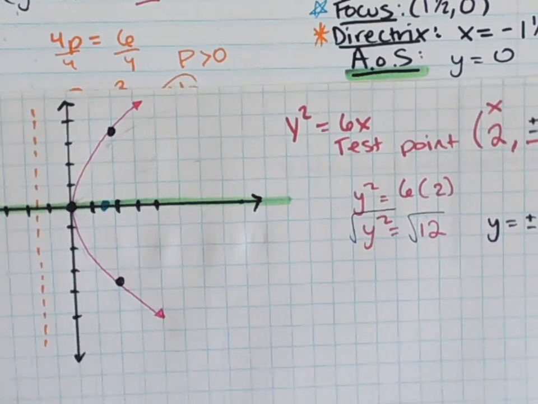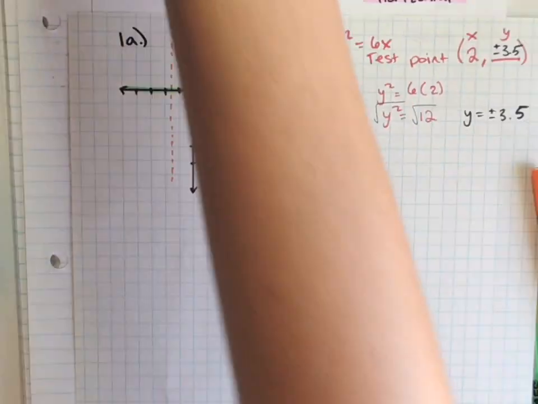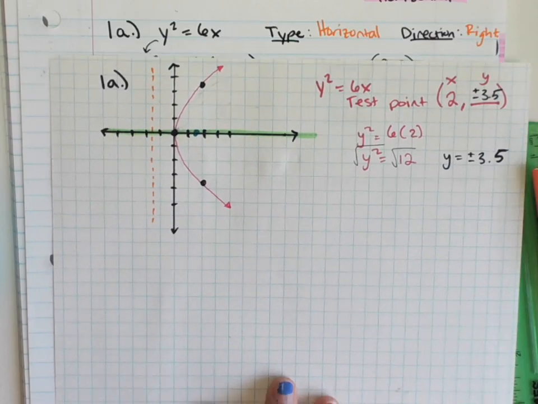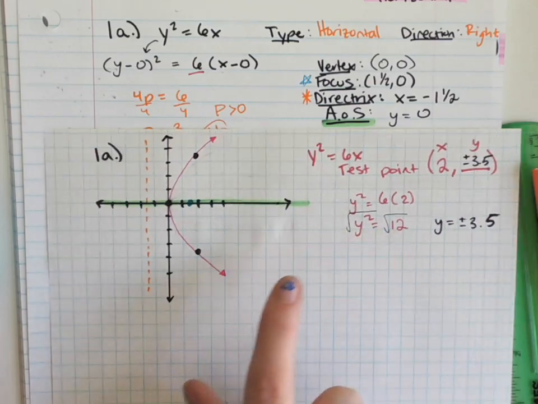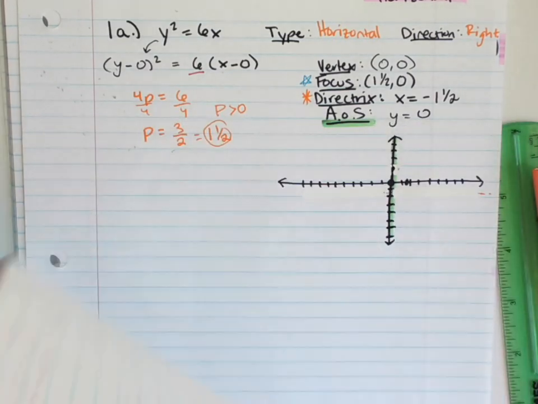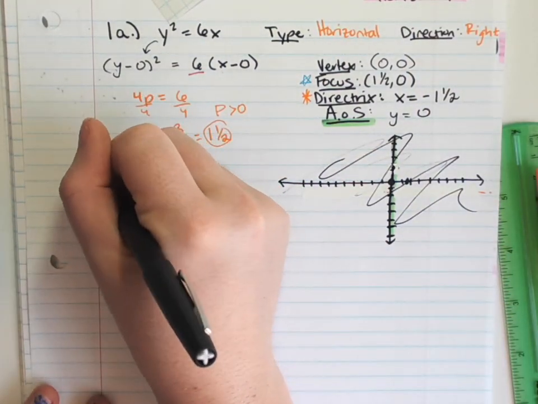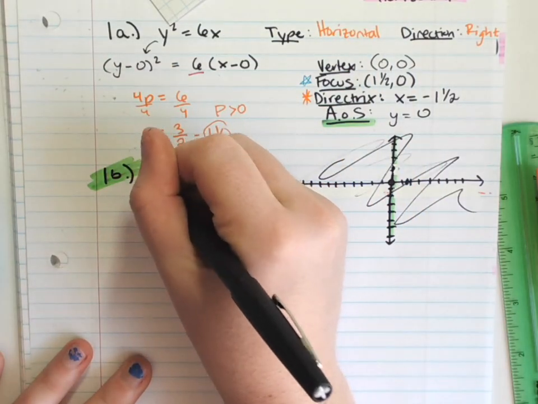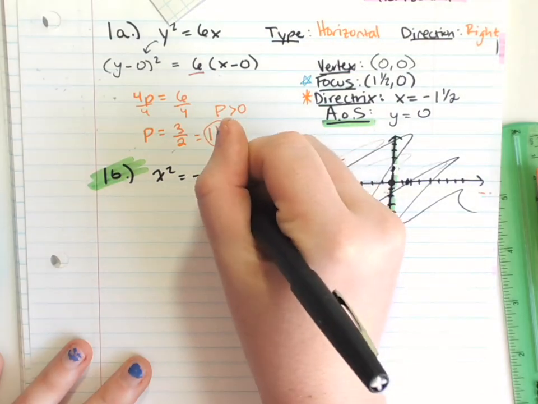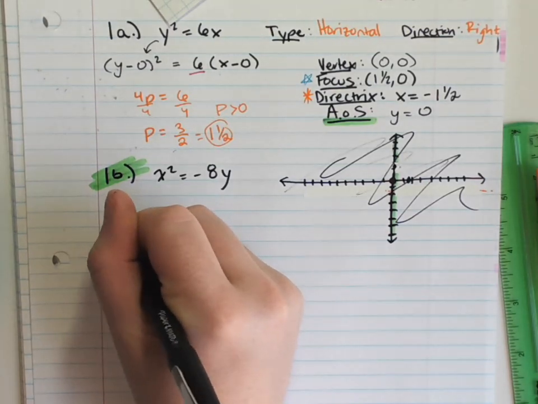Cool. There is 1A. I'm going to give you a problem to practice. Hold on, let me zoom out so you can see the whole thing. That was for 1A. There was all my info. I plotted the info and then I tested a point. Cool. 1B. So I'm just going to scribble out this. I'm going to use the graph paper from now on. 1B. This one's yours to try. X squared equals negative 8y. Cool. 1C.